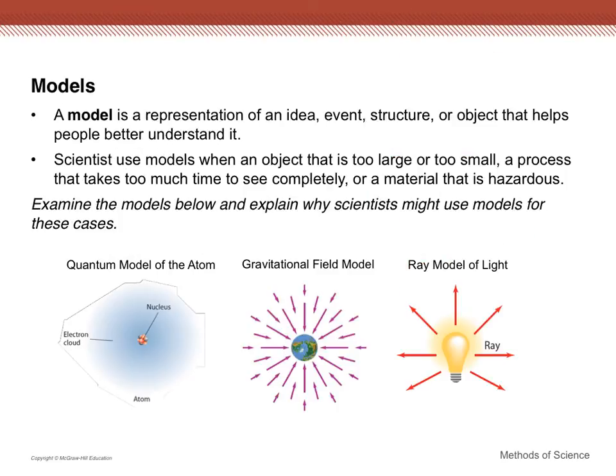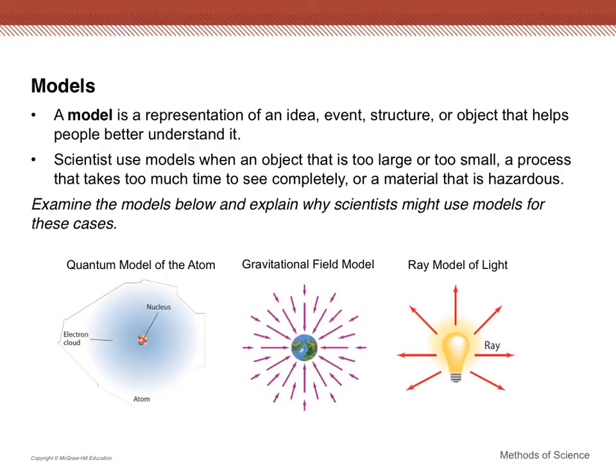In physics, we will often use models to display or to explain something. A model is simply a representation of an idea or an event, structure, or an object that helps people better understand it. We'll use models with an object that is too large or too small, or a process that takes too much time to see completely, or possibly a material that's hazardous. So with hazardous material, something that's radioactive, we might use a model to talk about that instead of actually using the material, because that could cause harm to others.